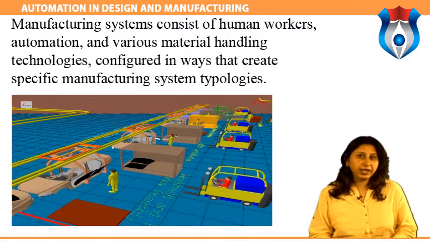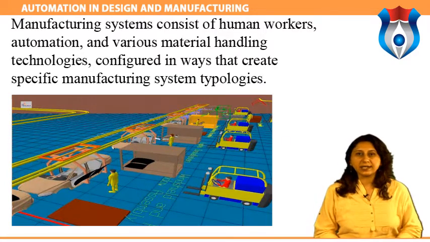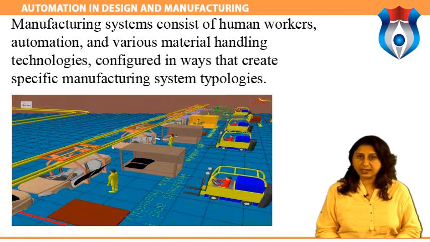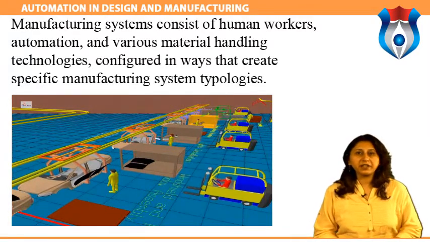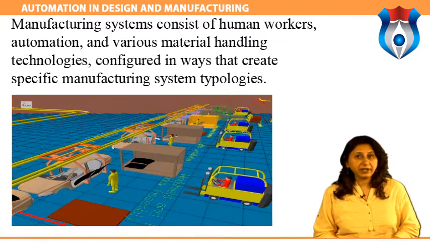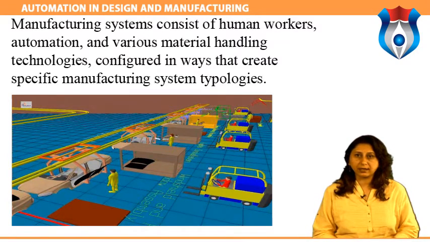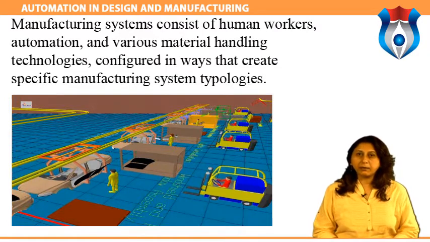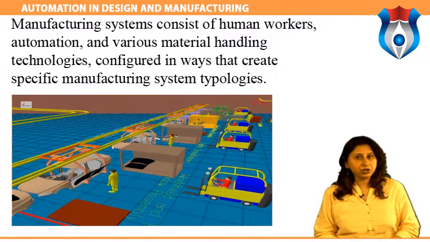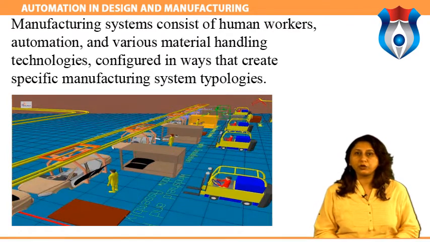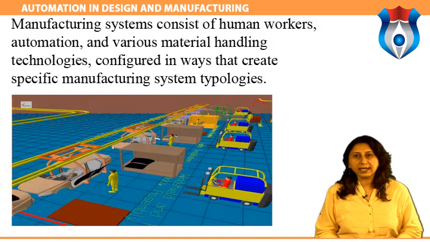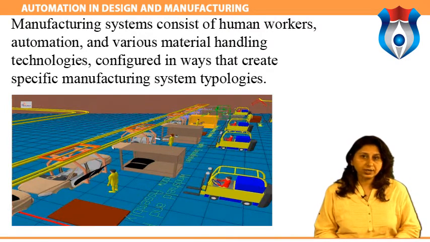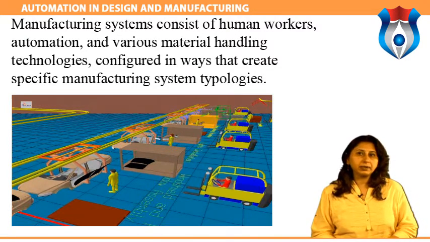Let's start with the introduction. Manufacturing systems consist of human workers, automation, and various material handling technologies configured in ways that create specific manufacturing system typologies. More specifically, a manufacturing system is a collection of integrated equipment and human resources whose function is to perform one or more processing and/or assembly operations on a starting raw material, part or set of parts.